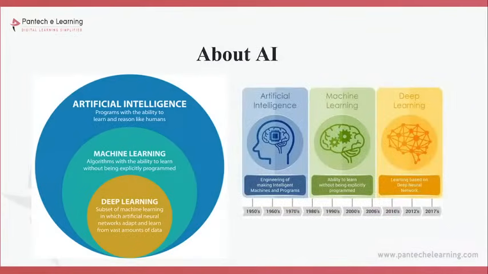Okay, AI is not a single domain. It is a combination of multiple subdomains. One is machine learning. Machine learning is the traditional one in AI.